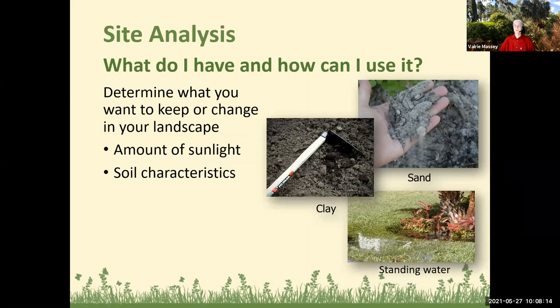So you want to look at your existing site right now. What do you want to keep or what do you want to change? How much sunlight do you have? How much shade? What are your soil characteristics? Do you have clay? Do you have sand? Do you have areas where it's a low area and, maybe because you have clay, it doesn't drain well and it sits there? Most of the time that's not going to be good for most plants to have standing water. There are some plants that can handle that kind of condition. So again, think about what you want to change and in what order.